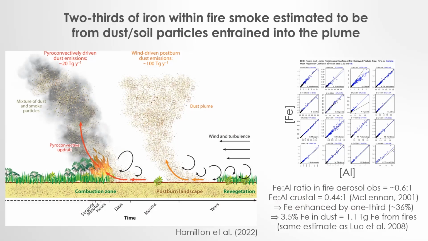We compared the iron to aluminium ratio that was observed within those plumes to the crustal iron to aluminium ratio. If you look at that enrichment factor, it would suggest that in fact about 2/3 of the iron that we're actually observing within these plumes isn't from the plant material, but is in fact coming from the local soils. That's important because these two different types of iron will have very different physical and chemical properties depending on which way it's actually being entrained.